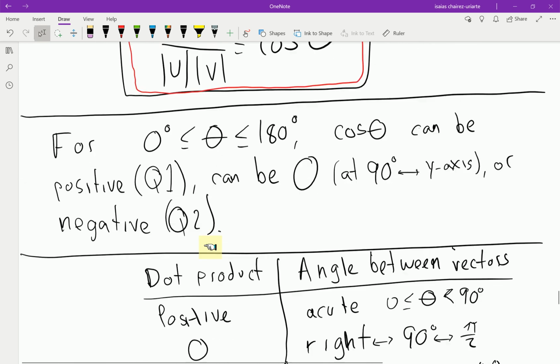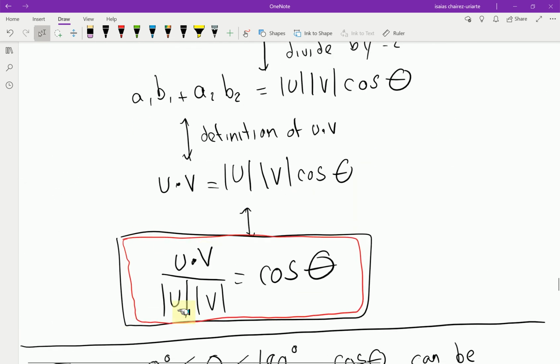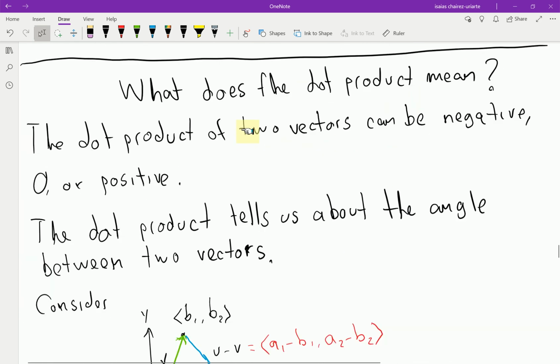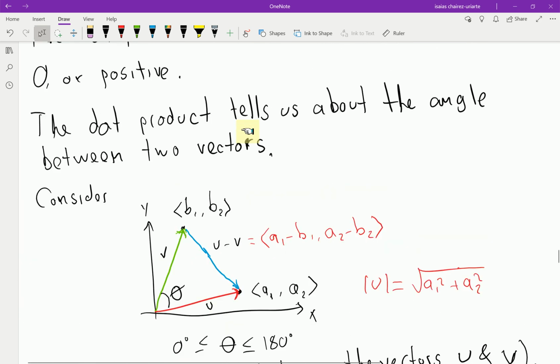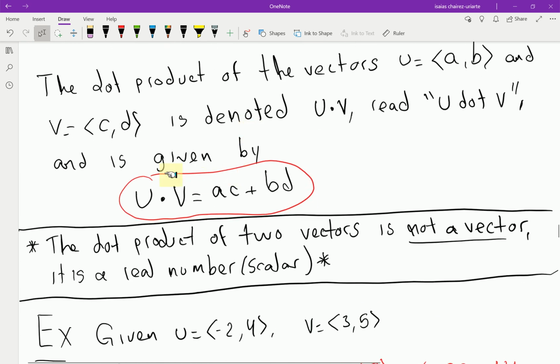Alright, so the two things that are important right now are this interpretation of the dot product, which is worth keeping in mind, and another thing worth keeping in mind is just the definition of the dot product.